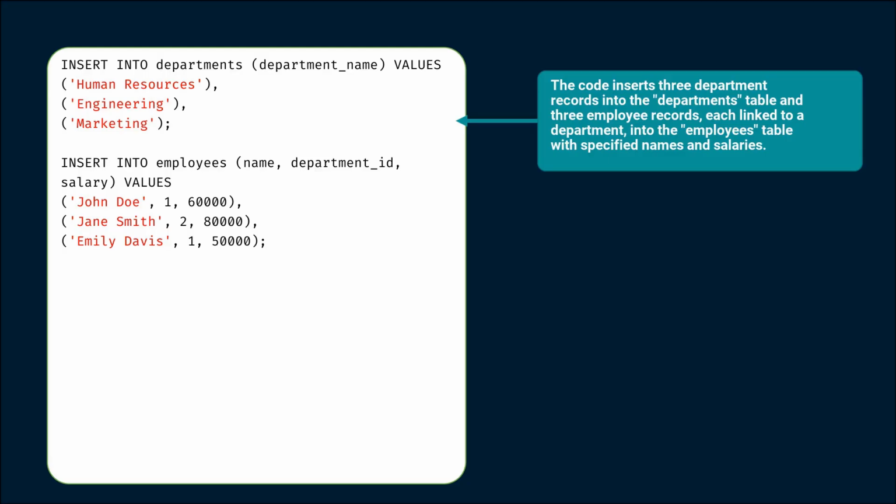Now that we have our foundational tables established, let's see how we can insert data into these tables. We begin with the INSERT INTO statement for the departments table, which allows us to add multiple department names in one go. By specifying the column department name, we ensure that each department we list, Human Resources, Engineering, and Marketing, is accurately captured in our database. This structured approach not only populates our departments table, but also sets the stage for linking employees to these departments.